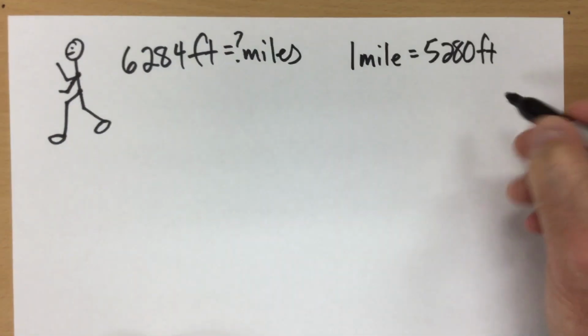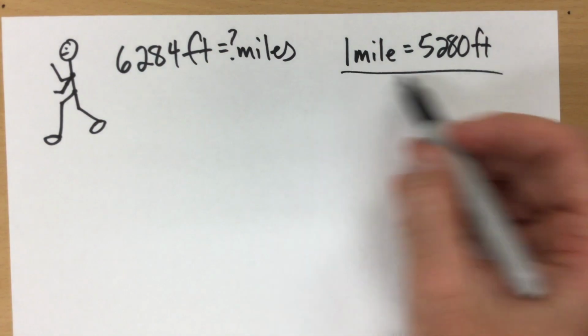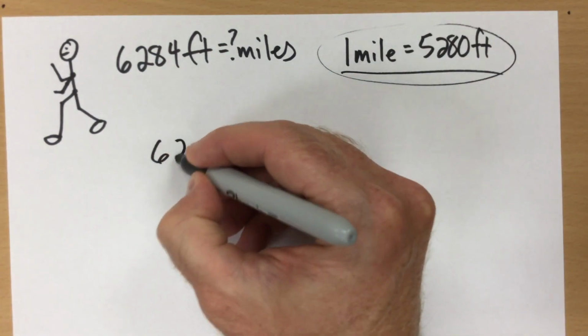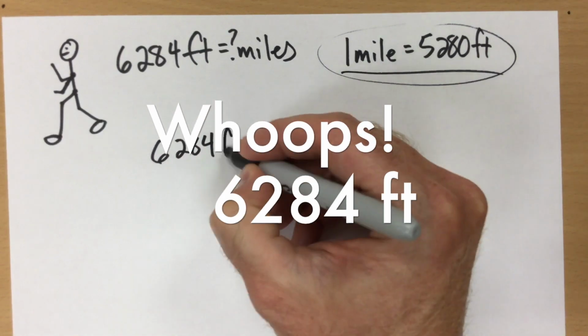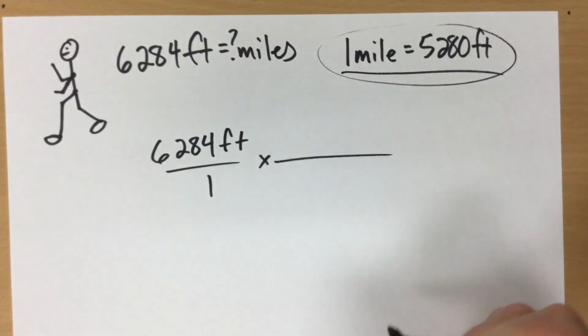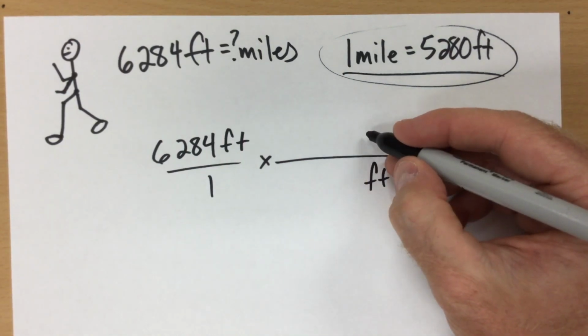Now, we don't need to memorize all these different conversion factors. You can look those up, but we can use this conversion factor to figure out this answer. Always write down what you know, what you did first. 6,284 feet over top of 1. Now that we've done that, I need to cancel out my feet. So I'm going to put feet down at the bottom. I need to turn it into the new thing, miles.